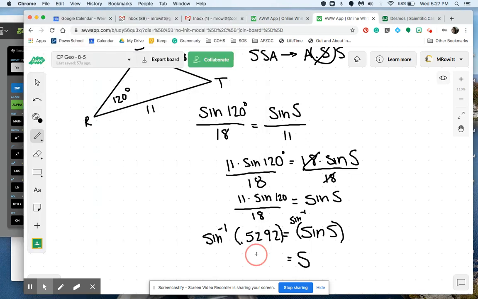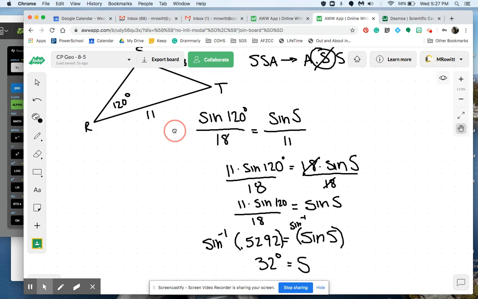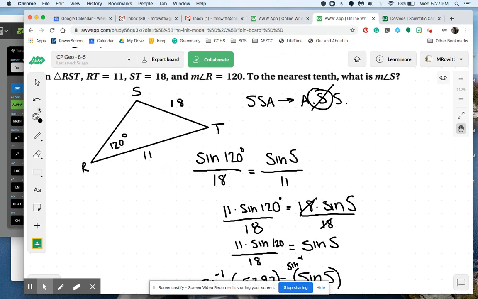30, I lost my pen, 32 degrees. Okay, so let's go back to my picture. Put that 32 in, right? Because the whole point of drawing the picture was so that I could make sure that I'm matching the right answers up in the right spots. So I know the measure of angle S is 32 degrees.